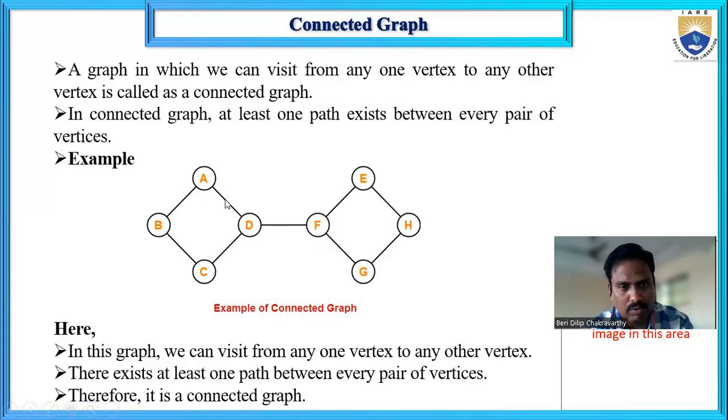Suppose I need to move from A to F: A to D, D to F, or A to B, B to C, C to D, D to F. So there is at least one path. We can move from one node to another node, and at that time we call that graph a connected graph. In this graph, we can visit from any one vertex to any other vertex. There exists at least one path between every pair of vertices, therefore it is a connected graph.